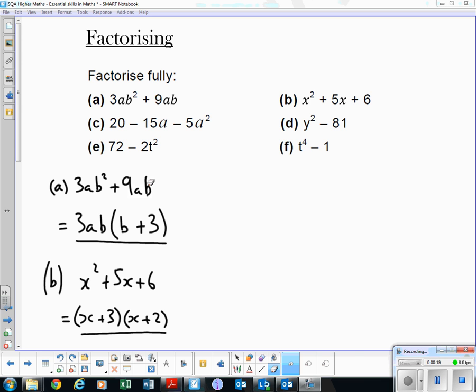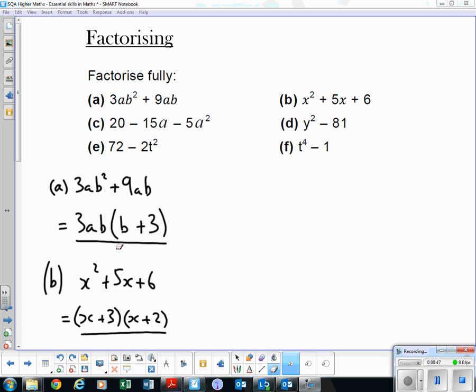3ab squared and 9ab, we want to factorize that, put it back into a bracket. There's only two terms. There's no number term on the end. So I'm going to look for a common factor first of all, which we should do with any of these questions, to be fair. Always look for a common factor first. So 3 goes into 3 and 9. They've got an a in both terms, they've got a b in both terms. So I'm going to take out 3ab as a common factor.